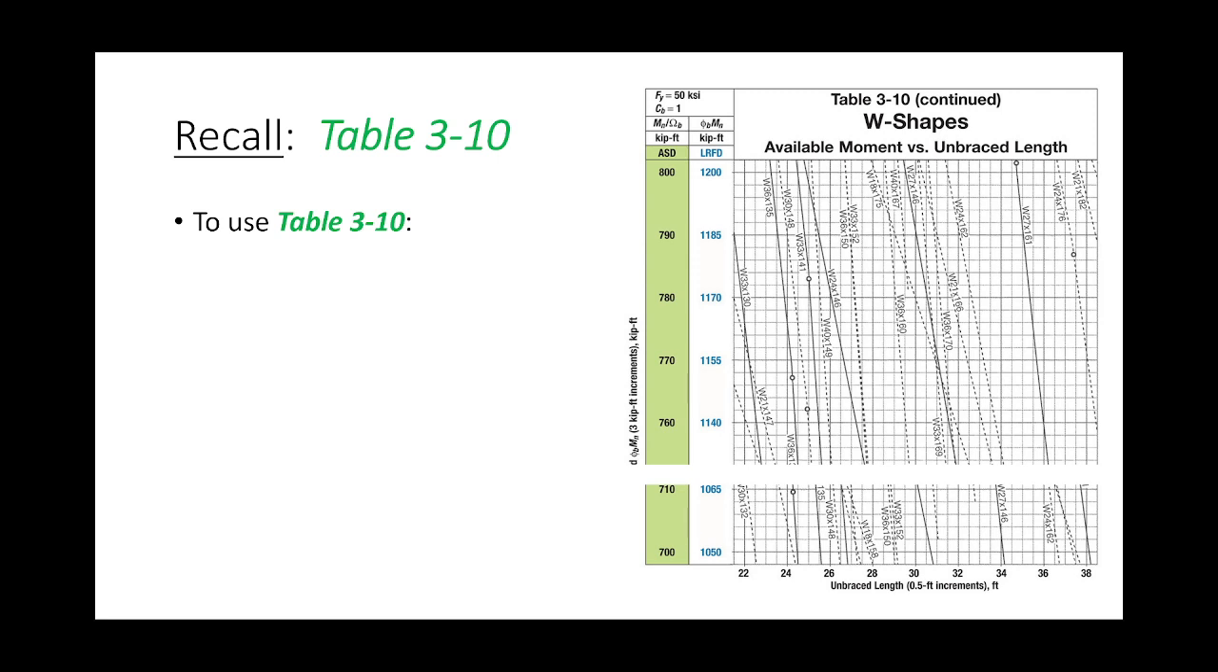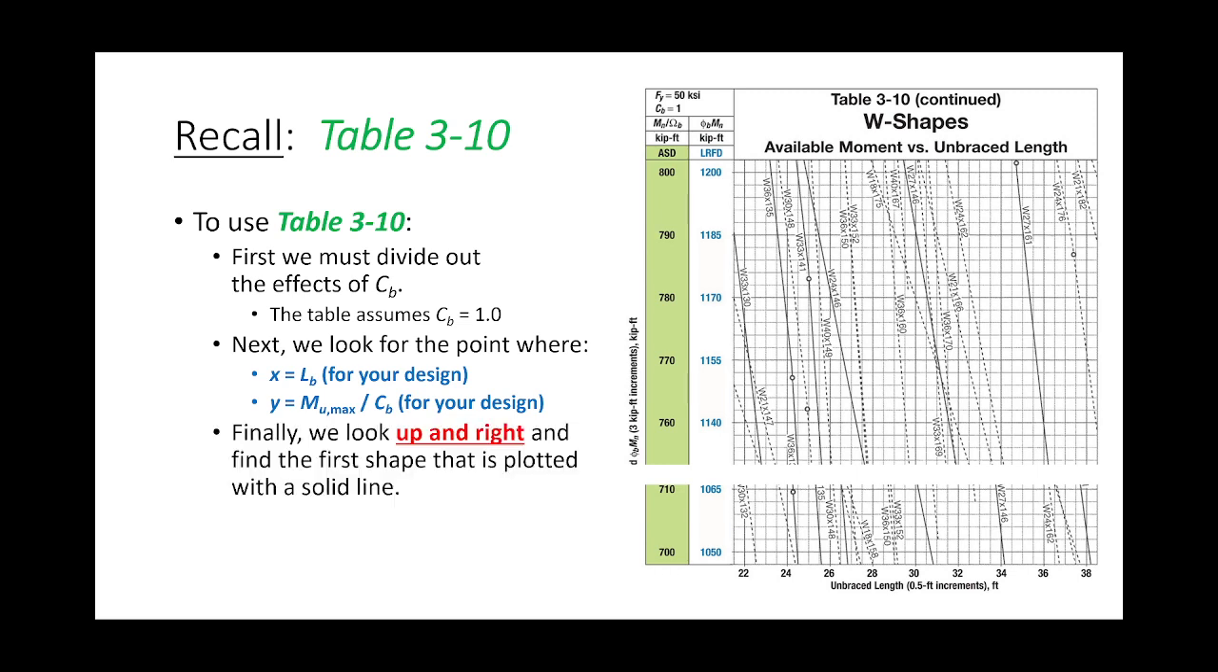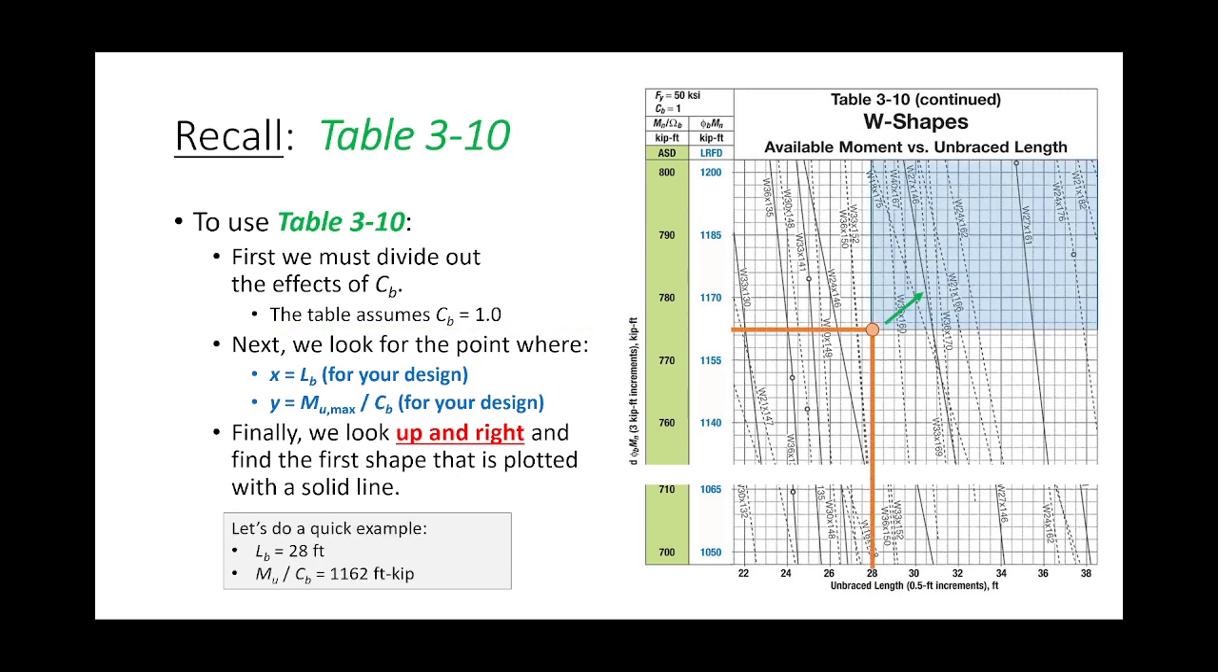Now, let's make sure we're all also cool with this. Everybody look up here. So if we're utilizing Table 3-10, right? What we do is we divide out the effects of Cb, right? And we go into the table with our Lb value on the x-axis, the moment on the y-axis, and the moment being the maximum factored moment divided by Cb. We find that point, boom, we look up to the right, we find our first solid shape, and that's the section that we try. Everybody okay with that?